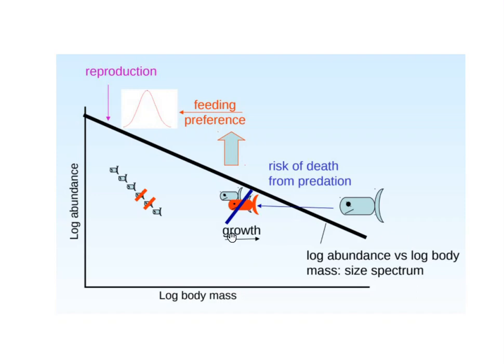So let's think about these. So we've got the log body mass on the x-axis. And let's think about these fish in the middle, these sort of medium-sized fish. What's happening to them?